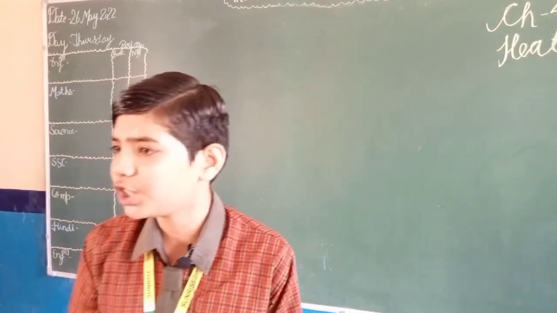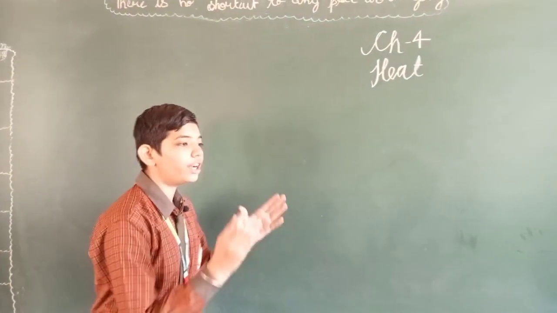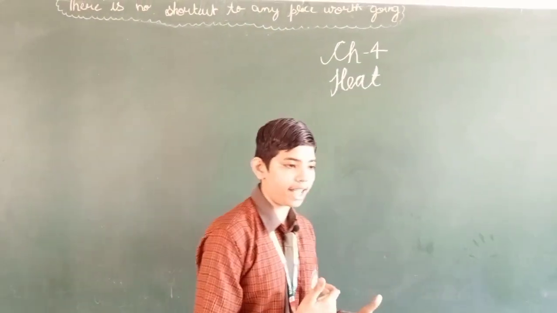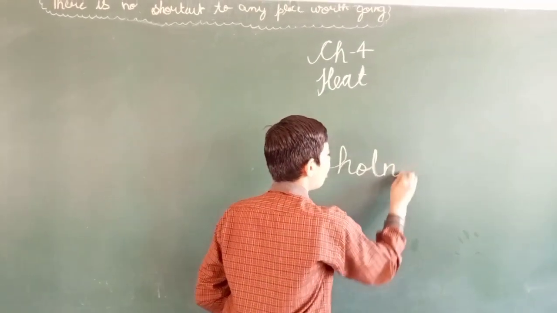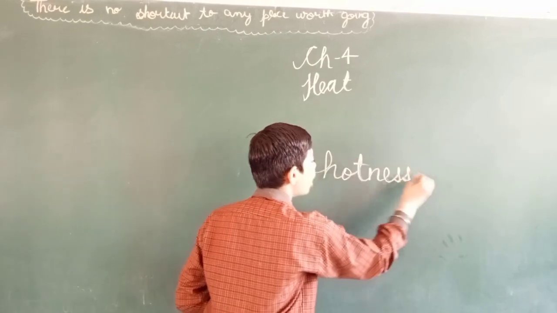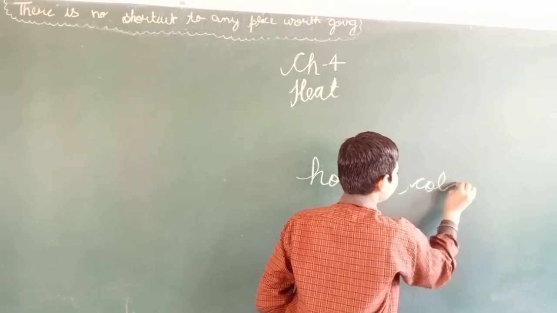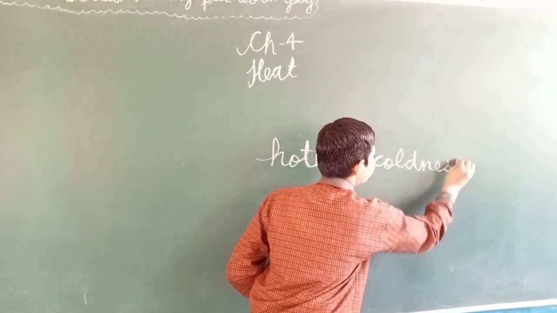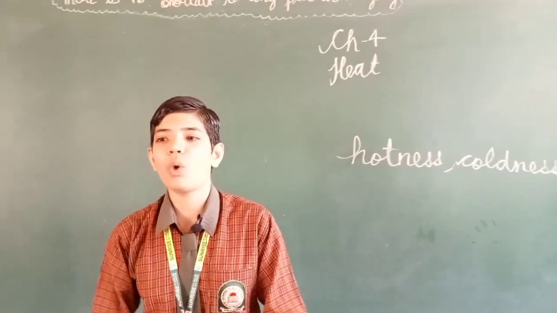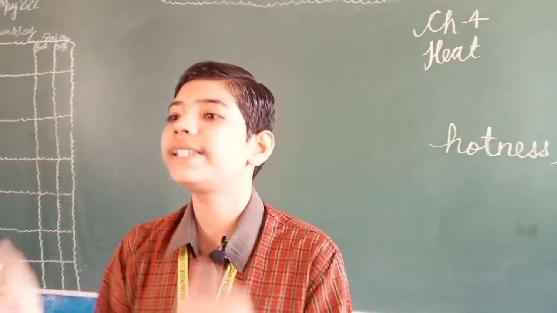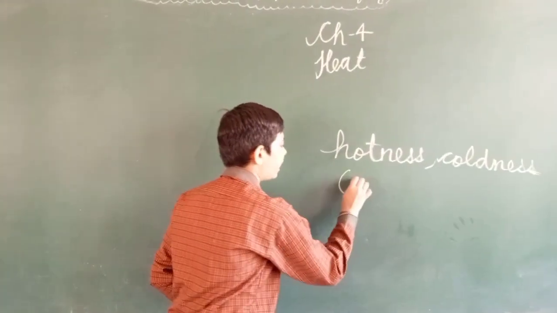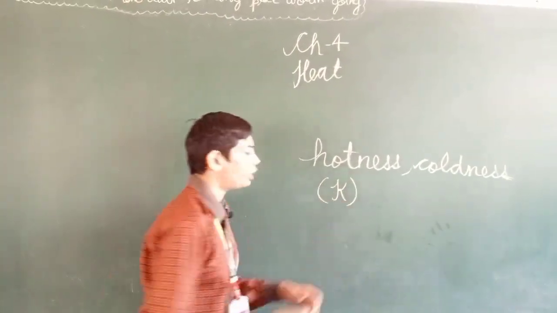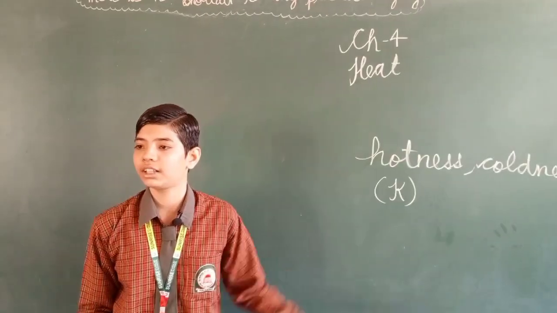Now what is temperature? Temperature is the degree of hotness or coldness. Its SI unit is Kelvin. Now what is SI unit? SI means standard unit. The standard unit of temperature is Kelvin.